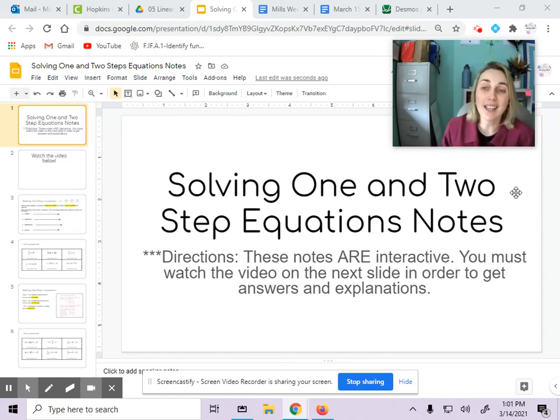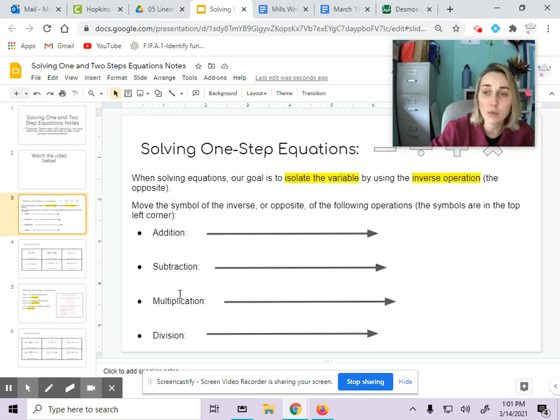We are solving 1- and 2-step equations today during these notes, so you do need to pay very close attention. We'll do lots and lots of examples, and then you're going to be able to practice these skills as well. So let's go ahead and do this. First, we're going to start with 1-step equations.